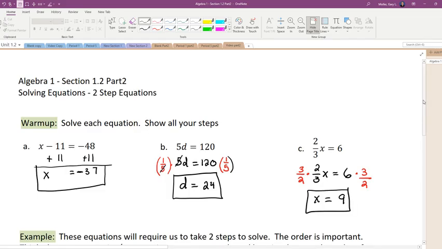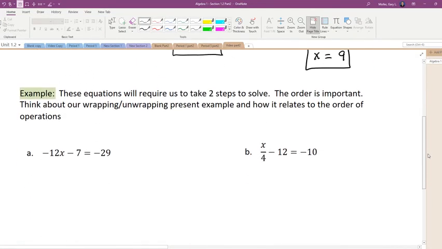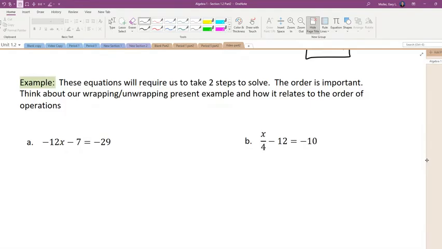All right, so moving on to today's lesson, we're going to be talking about doing two-step equations. So really exactly the same thing we did before, but just doing them in, both situations occur in the same equation. All right, so example, these equations require us to take 2 steps to solve. The order is important. Think about our wrapping, unwrapping present example and how it relates to the order of operations. All right, so just with that in mind, that order matters.